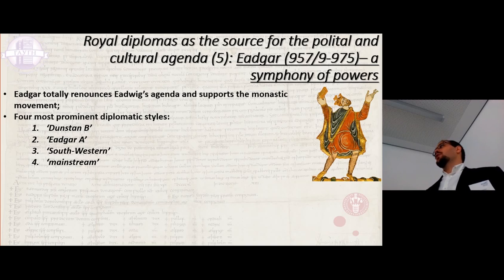We've got a party of Dunstan, we've got the party of, we can call them lay scribes, the mainstream charters, and so forth. But as the events after the death of the king showed, this was only possible as long as the king lived. Right after his death, the bulldogs under the carpet ran away and had a squabble among themselves.